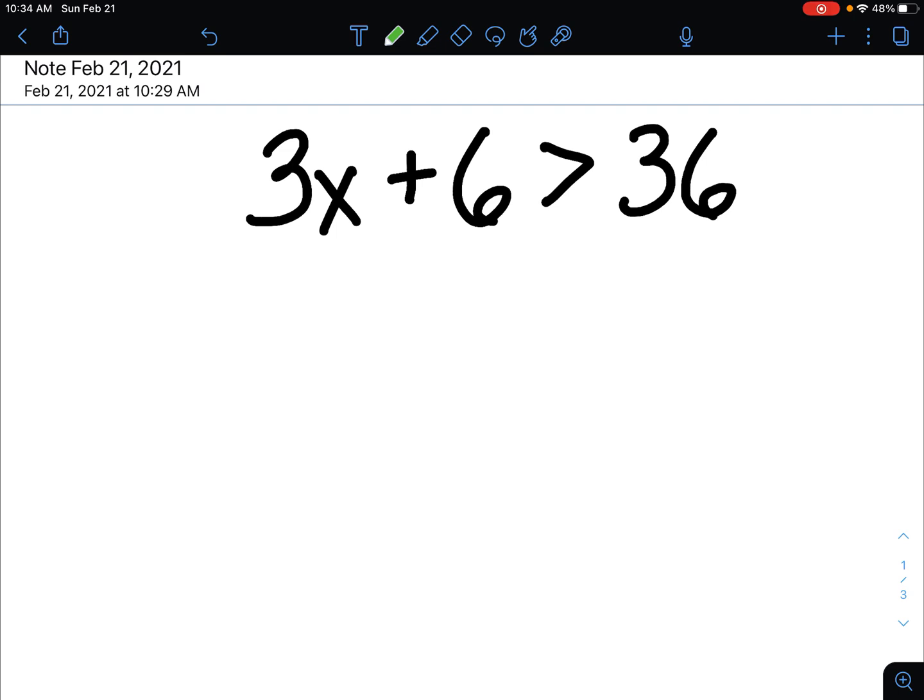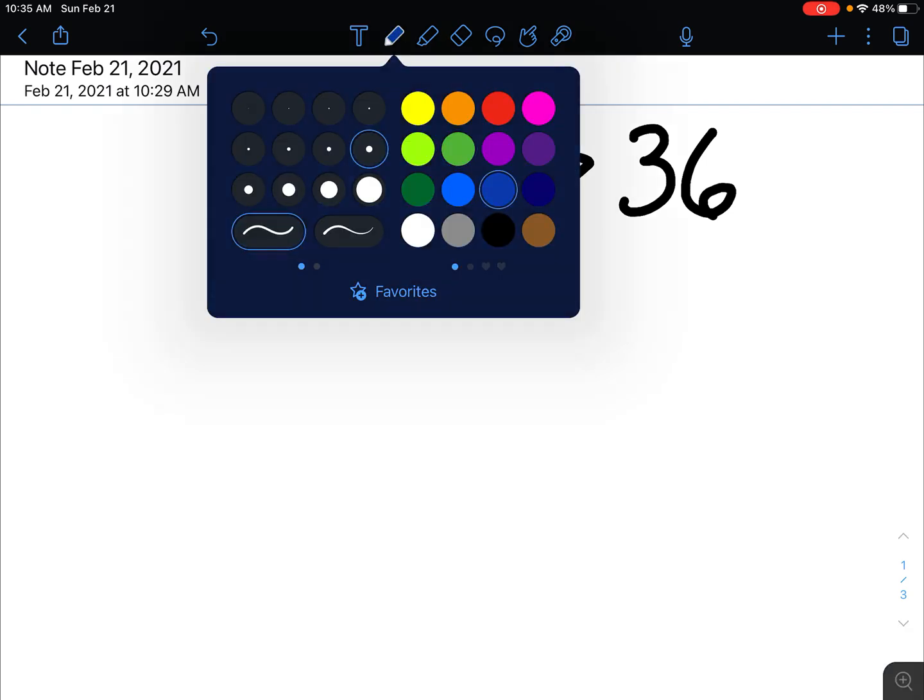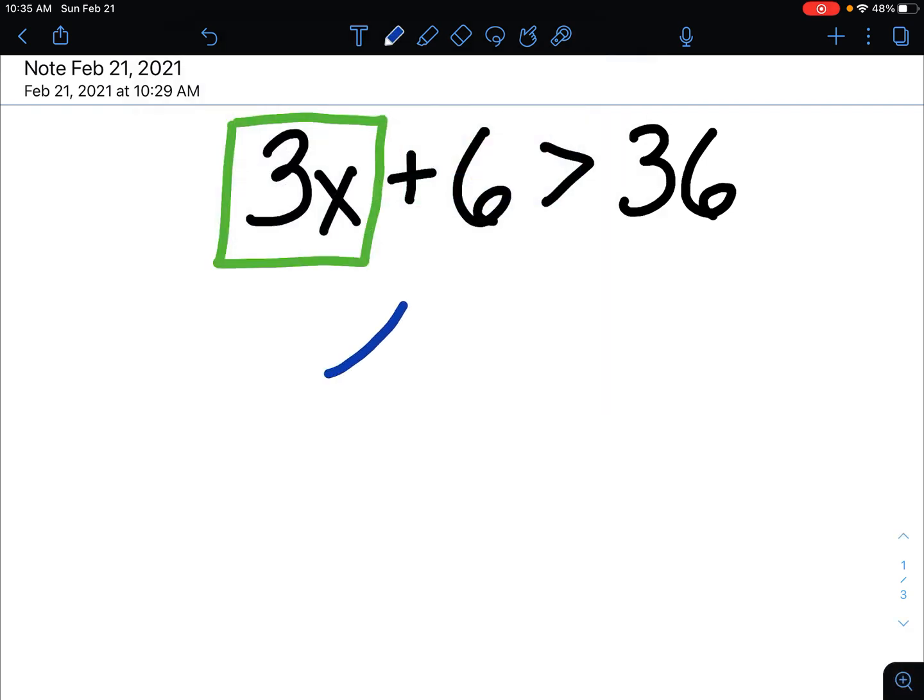Okay, so I've got to get my x by itself. I'm going to box it in. I know some of us actually box in the 3x. So I'm going to do that because I want to get that by itself. I want to isolate x, okay, because that's what I'm trying to solve for. And also the reason I do that is because it shows me what operation is being done, okay?